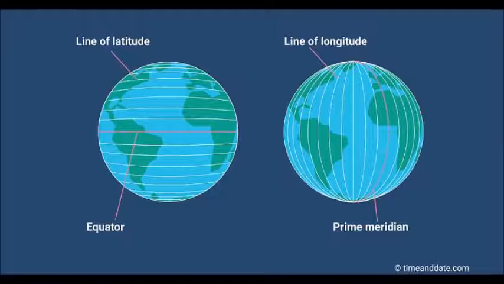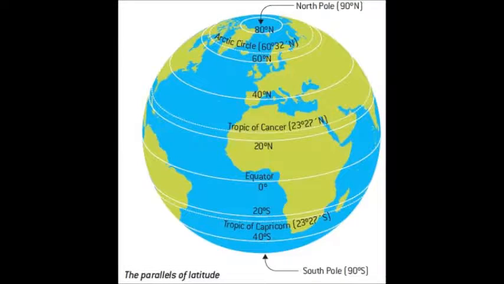The characteristics of the earth's axis are: it is tilted at an angle of 23.5 degrees. The northern end is known as the North Pole and the southern end is known as the South Pole. The earth spins or rotates on its axis from west to east. It completes one rotation in a day.